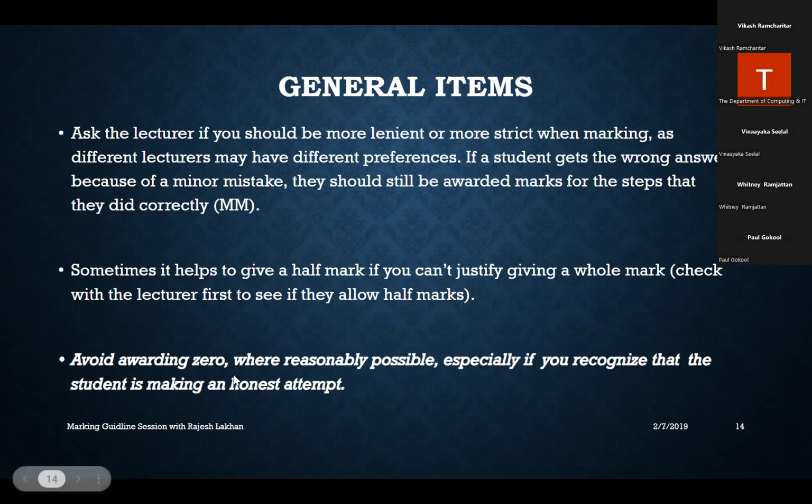Avoid awarding 0 where reasonably possible, especially if you recognize that the student is making an honest attempt. So if you see somebody write a whole page, and it's just wrong, see if you can find some way to give half of something, because it's just psychological, right? A half wouldn't really change the grade that they're assigned, but a 0 could hit them with some mental torture, right?